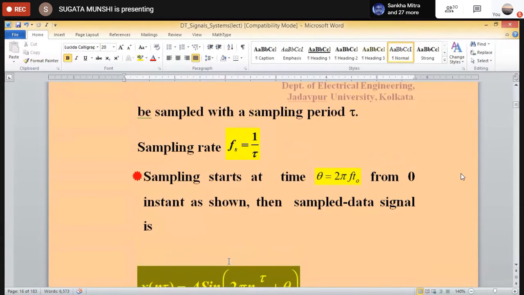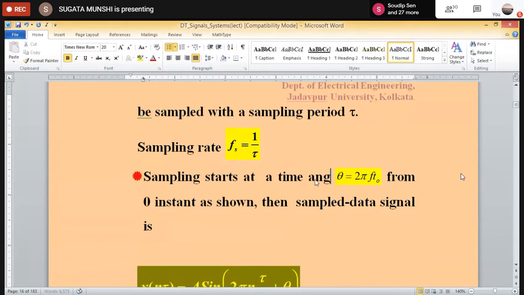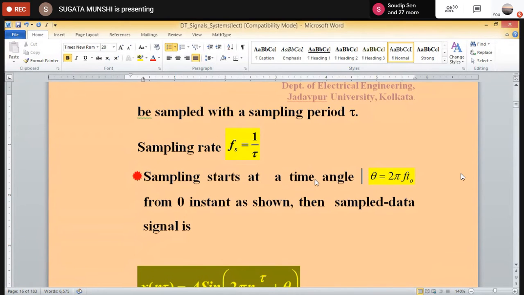Sampling starts at a time angle. This should be time angle. So can you go up once more? Just 1 minute. Yes, sir.